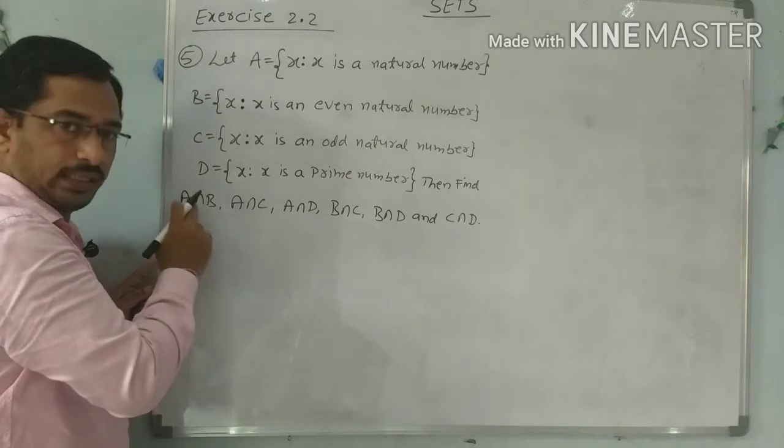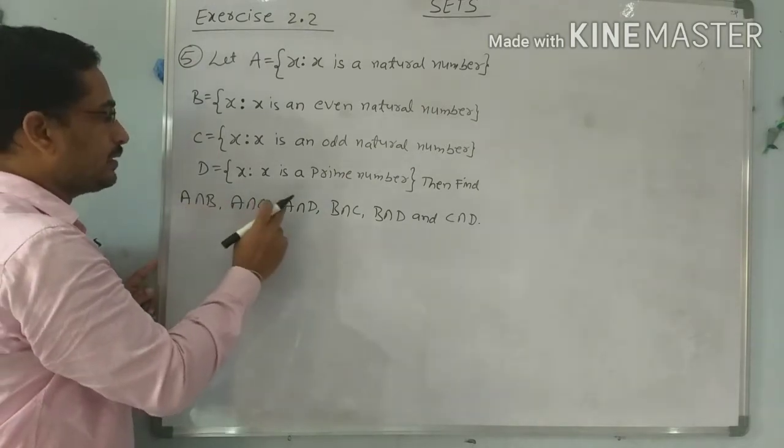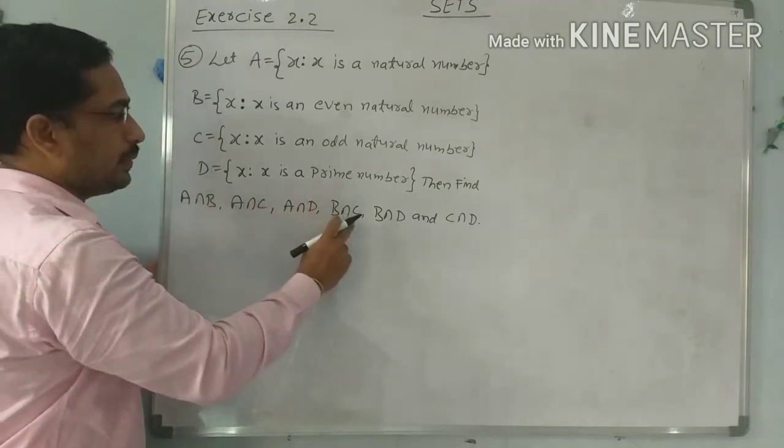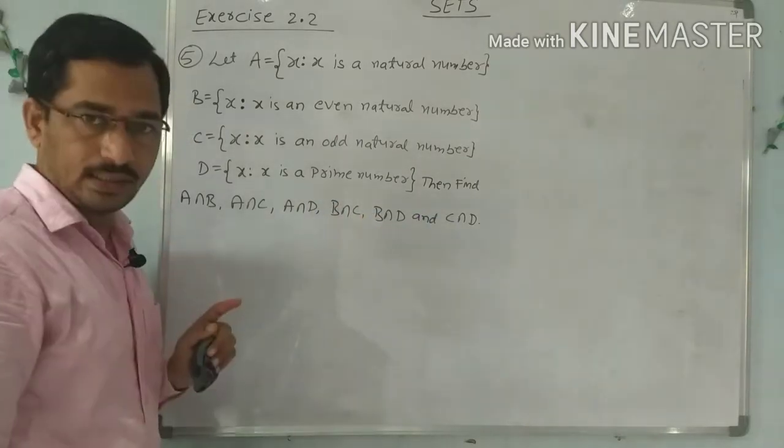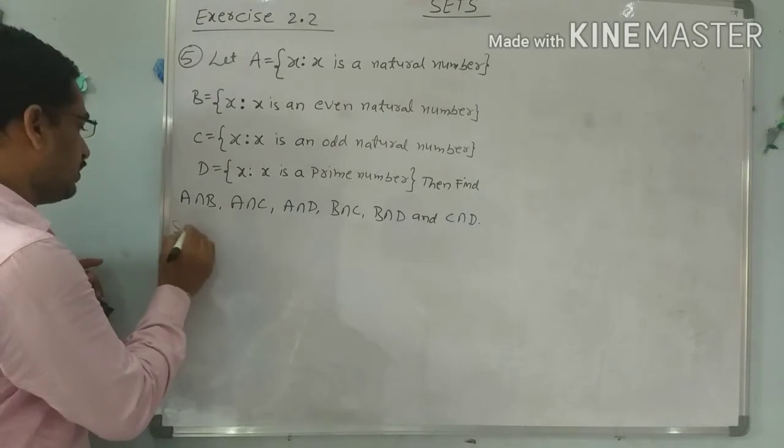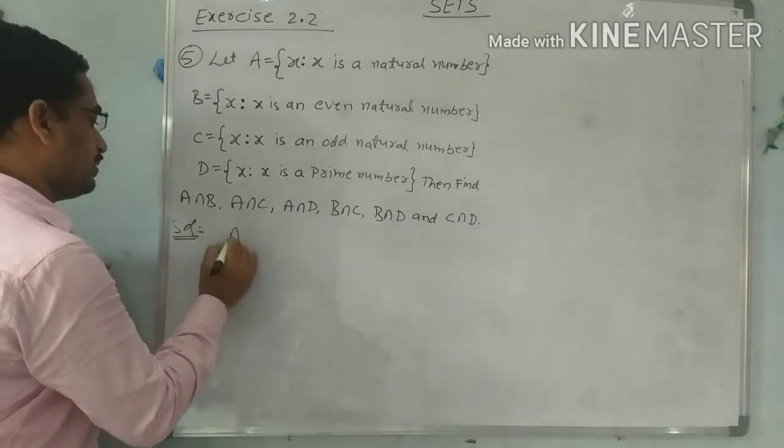Then we have to find out A intersection B, A intersection C, A intersection D, B intersection C, B intersection D and C intersection D. Now the solution. First, write the elements in the sets.